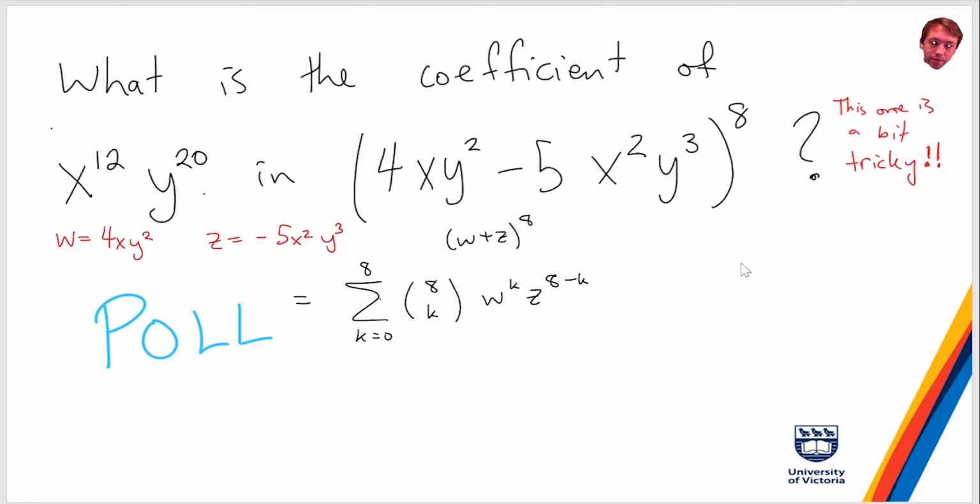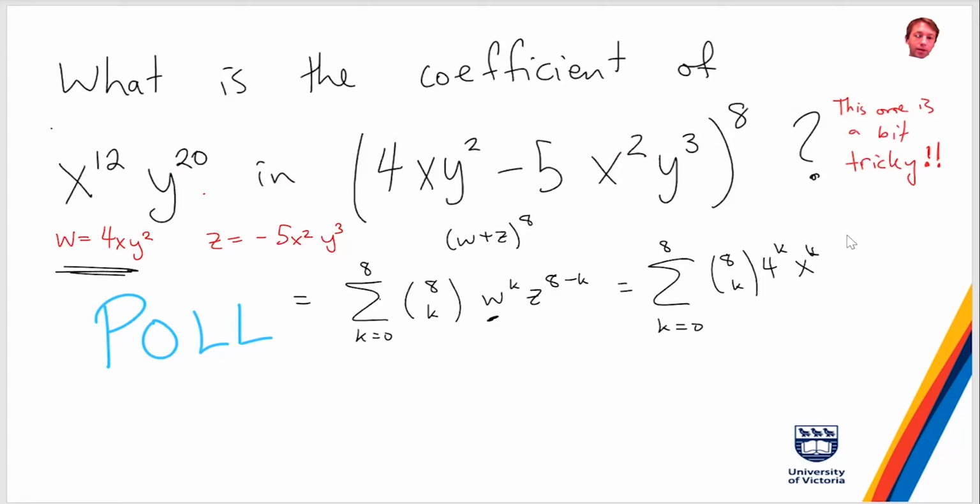The binomial theorem says that this is the sum k equals 0 up to 8, 8 choose k, w to the k, z to the 8 minus k. So it's basically going to be 8 choose something times something. We need to work out what the something is. So we do the substitution back. We have 8 choose k, and I'm going to plug in w is 4xy squared.